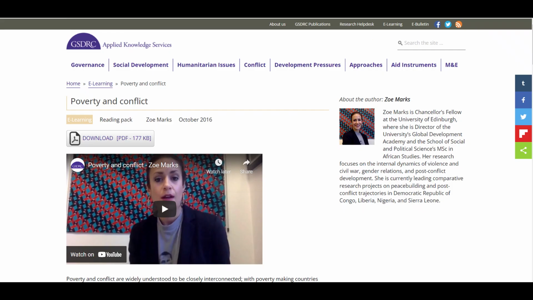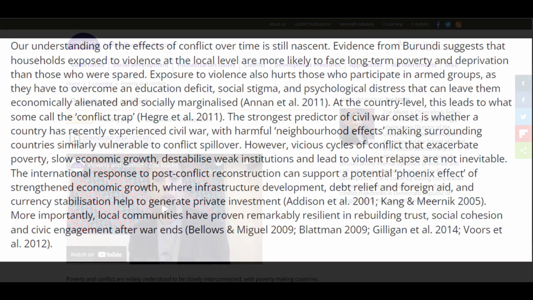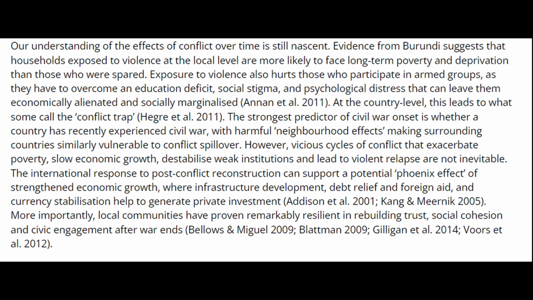a commitment to peace. This coincides with what the GSDRC Applied Knowledge Services article says, where the article mentions that the international community's response to reconstructing a nation-state after a war has the potential to support a phoenix effect by rebuilding infrastructure, strengthening economic growth, and more. Also, it is important to mention that even when communities are rattled by war, local communities are generally resilient in rebuilding trust and engaging in community activities after the war is over. Hence, the cycle between war and poverty can be broken, but only with the complete, robust determination of the international community and local governments.